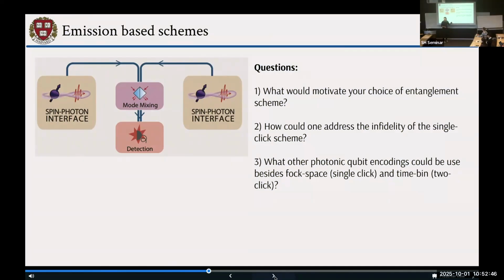Okay, another thing is, the photonic qubit we have so far, in the single click scheme, was what you would call Fock space encoding. There's a photon and there's no photon. In the two-click scheme, it was a time bin, early or late. Are there other photonic encodings we could work with in these schemes? In particular, for example, the two-click scheme.